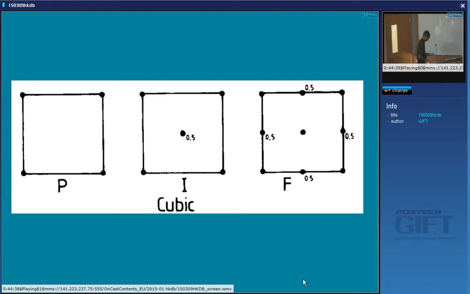So these are the structure projections of the primitive, the body-centered, and the face-centered cell. So just as for primitive, we write the symbol P. For body-centered, we have the symbol I, because it's a German word for body-centered, which begins with I. Okay. And F is for face-centered cubic cell. So there are three varieties of unit cells for the cubic class of crystals.